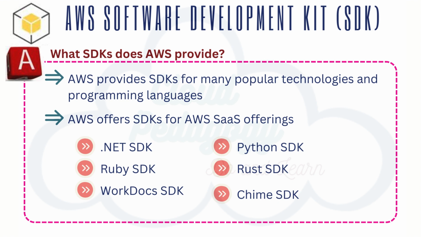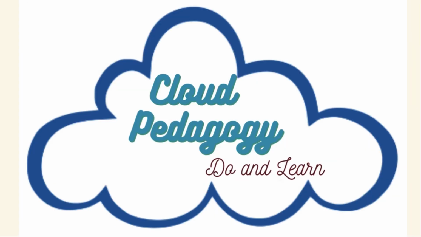Amazon Chime SDK allows developers to add real-time voice, video, and messaging powered by machine learning into their applications. Now you have got an idea on how to start using the correct AWS SDK for your business.